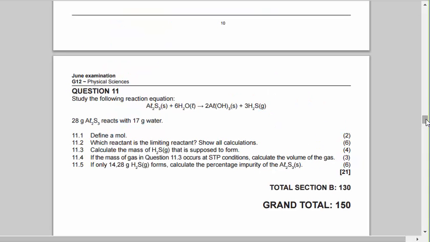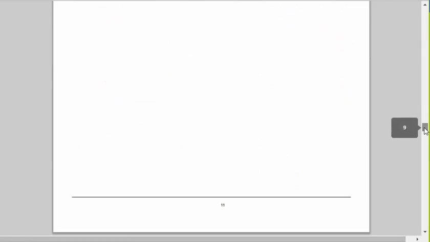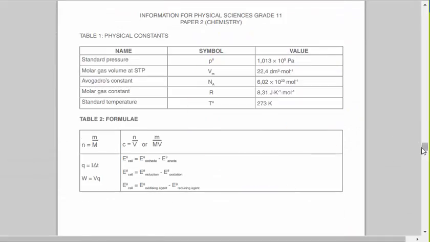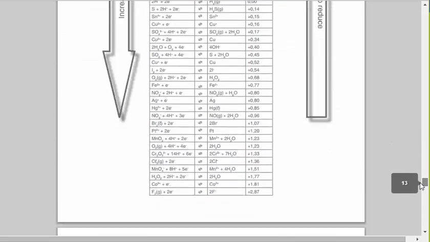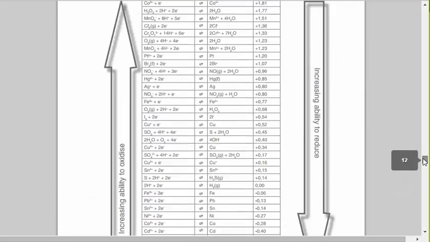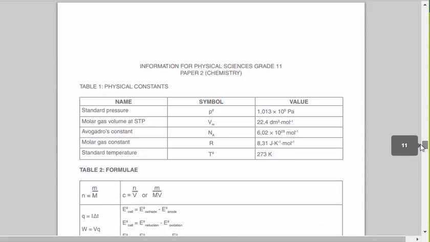Okay, I'm going to look at this question, but I just want to show you, if you forget Avogadro's constant, it's usually in your paper. Is it there? Yes, it is on top. Did I miss it? It's there. Go down. Oh, there we go. 6,02 times 10 to the power 23.